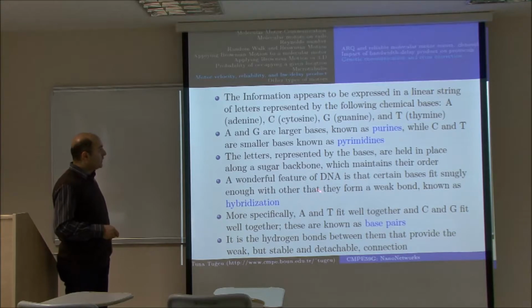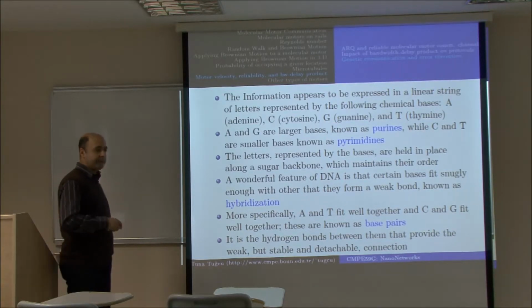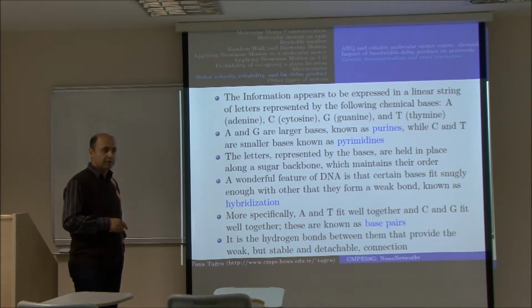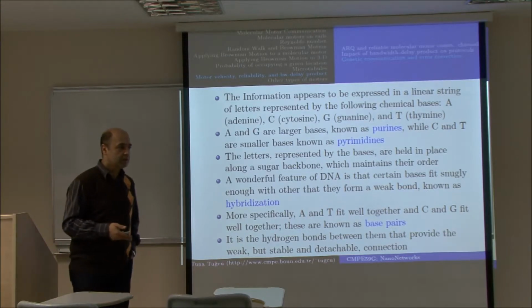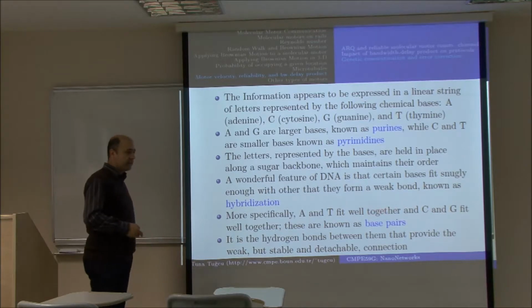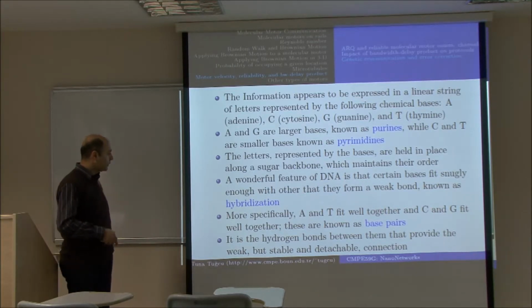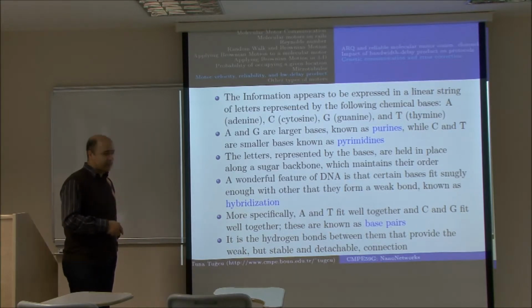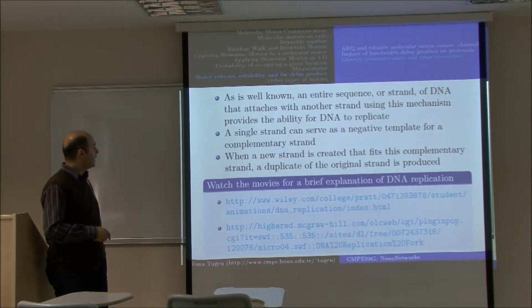And one good thing is, if you consider these 4 bases, A and T fit well together. Similar for C and G, but for example, A and C or A and G will not fit together. Okay? And these are typically known as base pairs. A and T is one base pair, C and G is another base pair. And these are, as I said, kept together with those hydrogen bonds. That's what hybridization is doing.